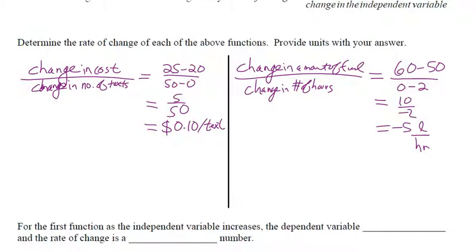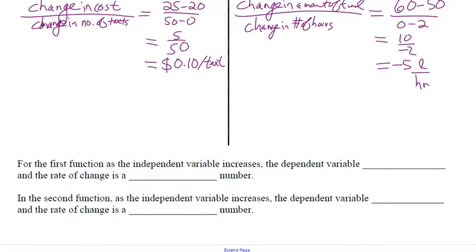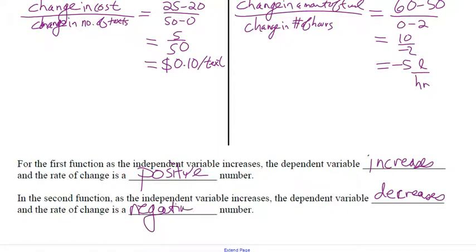All right, what else do we have? For the first function, as the independent variable increases, the dependent variable increases, and the rate of change is a positive number. In the second function, as the independent variable increases, the dependent variable decreases, and the rate of change is negative. Okay, there, we're 1/4 of the way through.